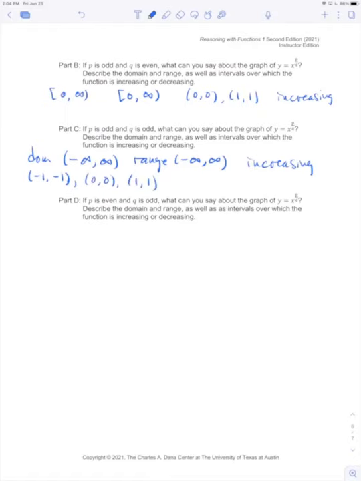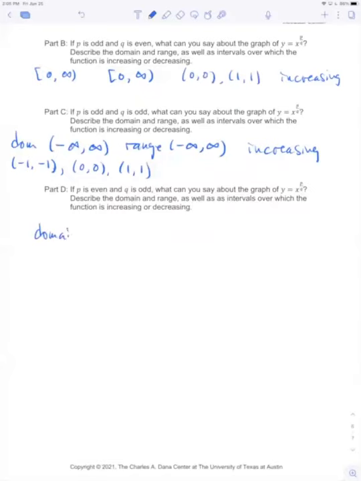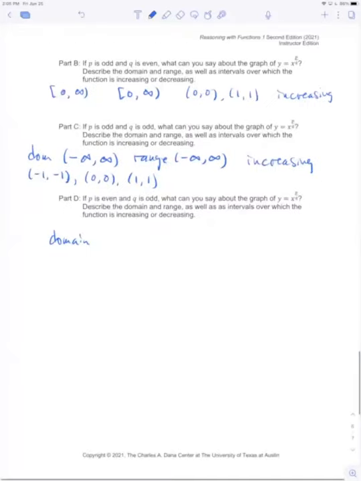Part D, now we have p is even and q is odd. What can we say? In this case, the domain, what happened there? Let me fix it. There we go. The domain is all real numbers, and the range is going to be, let's do a different end bracket there, 0 to infinity.